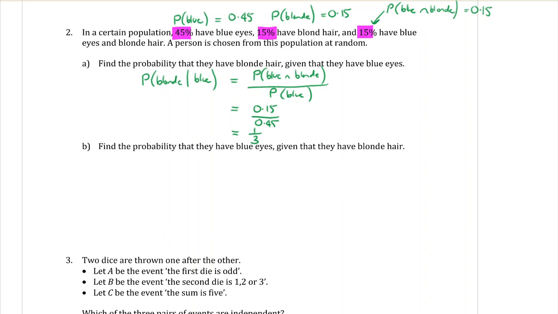Part B, find the probability that they have blue eyes, so probability of blue, given, so line, that they have blonde hair. Okay, so we're going to adjust our formula here again. That's going to be the probability of blue and blonde over the probability of blonde.